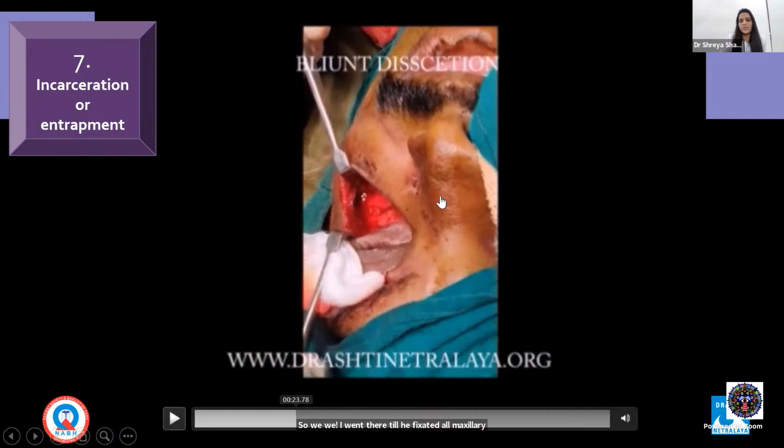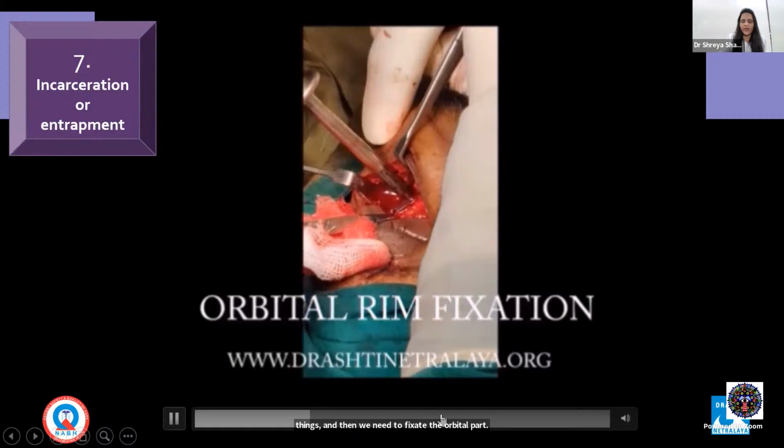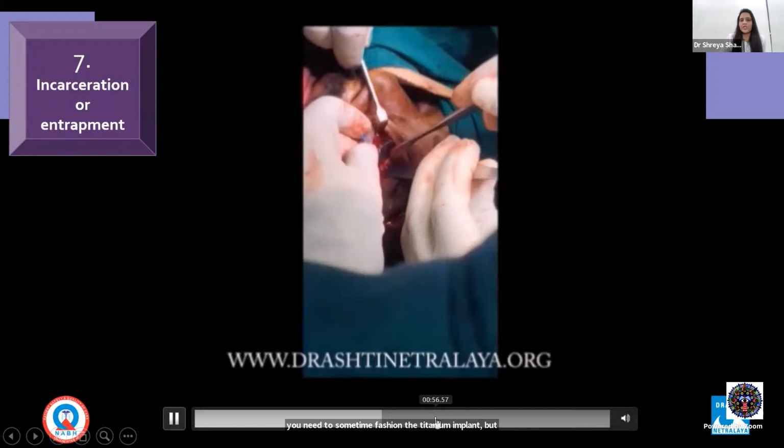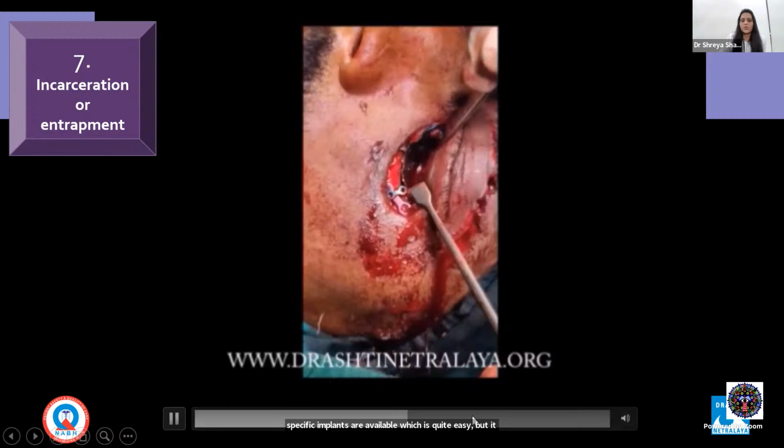So once the plating and everything on the floor is done, here we have put a titanium implant, but when you end the surgery, you sometimes need to fashion the titanium implant. But nowadays, as I said, 3D printing patient-specific implants are available, which is quite easy, but it is very costly. So don't forget to do the force duction test at the end.